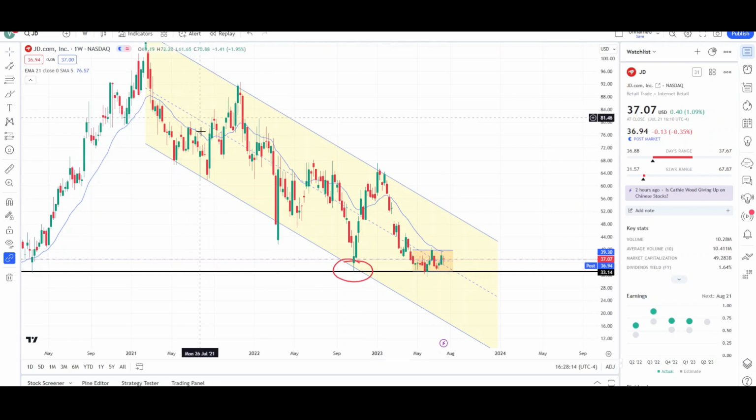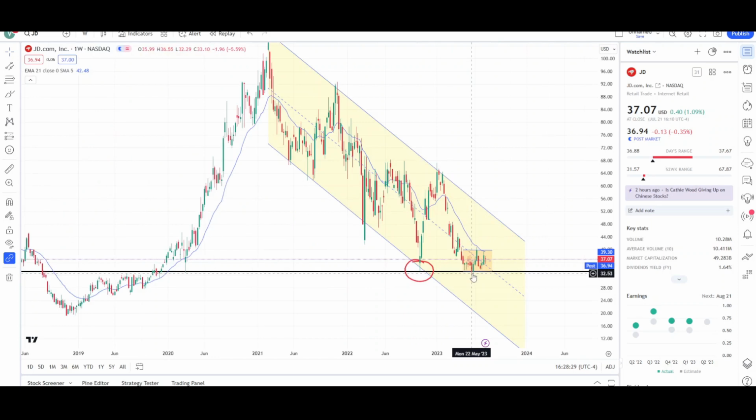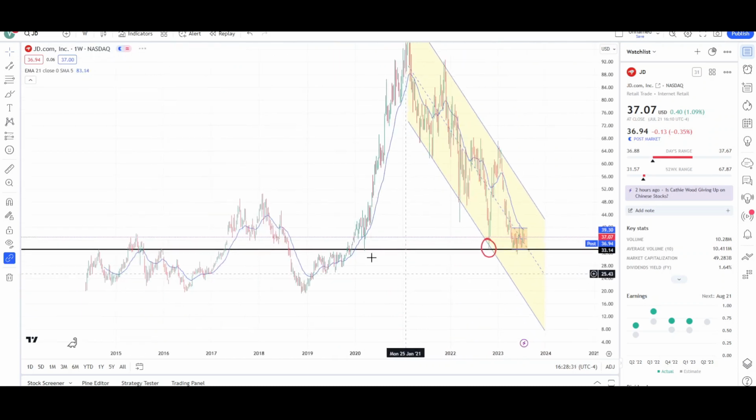So like I said before, overall it's bearish, but in the short term, meaning the price action we've been seeing for the past couple of months has been neutral to semi-bullish. But if we see lower prices, it's going to be bearish in the short term and long term. So we'll see what can occur for JD.